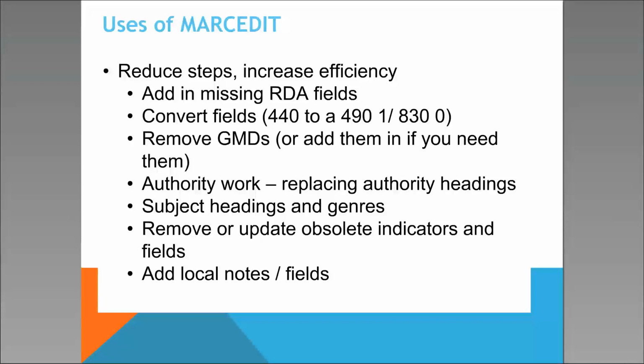So everything in this collection needs whatever. It needs a local note saying that all of the material in this collection hangs on the walls in the library, is not available for checkout, or whatever it may be. Whatever note it is, or it needs the 336, 337, and 338 fields. It needs to be converted to RDA. Whatever it may need, if you can identify those records, that's the first step.